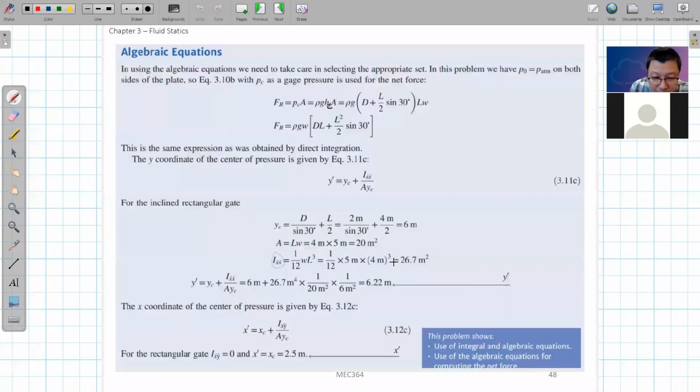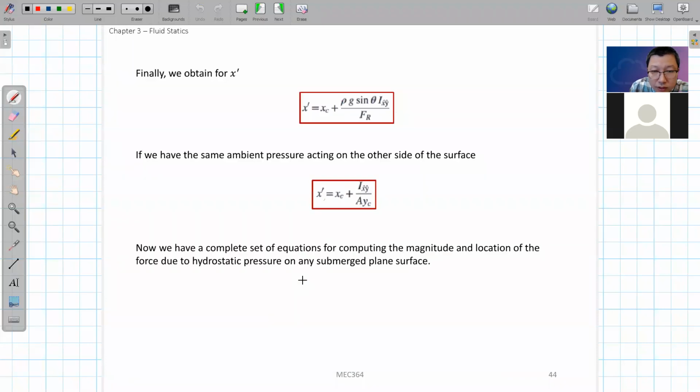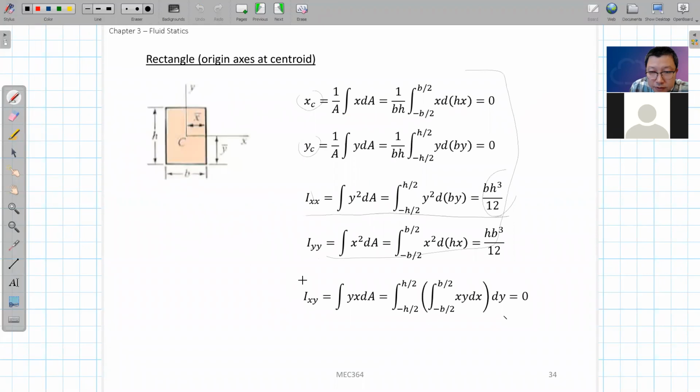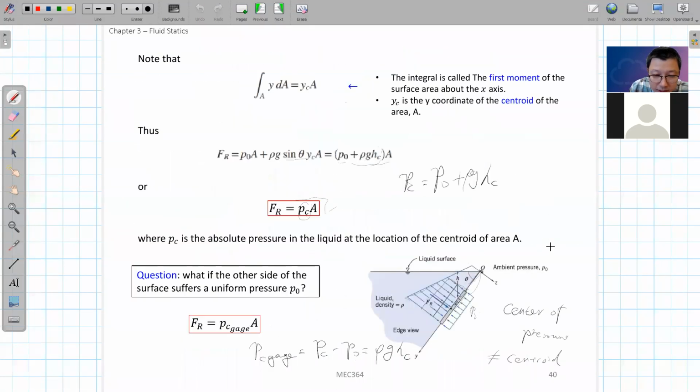And similarly for x prime, now you need to use this correlation and use I of xy. And remember, I of xy at the center will be equal to what? Equal to 0, right? Remember that we mentioned that if it's a rectangular plate, this will get 0 here. And so this makes the calculation even simpler.